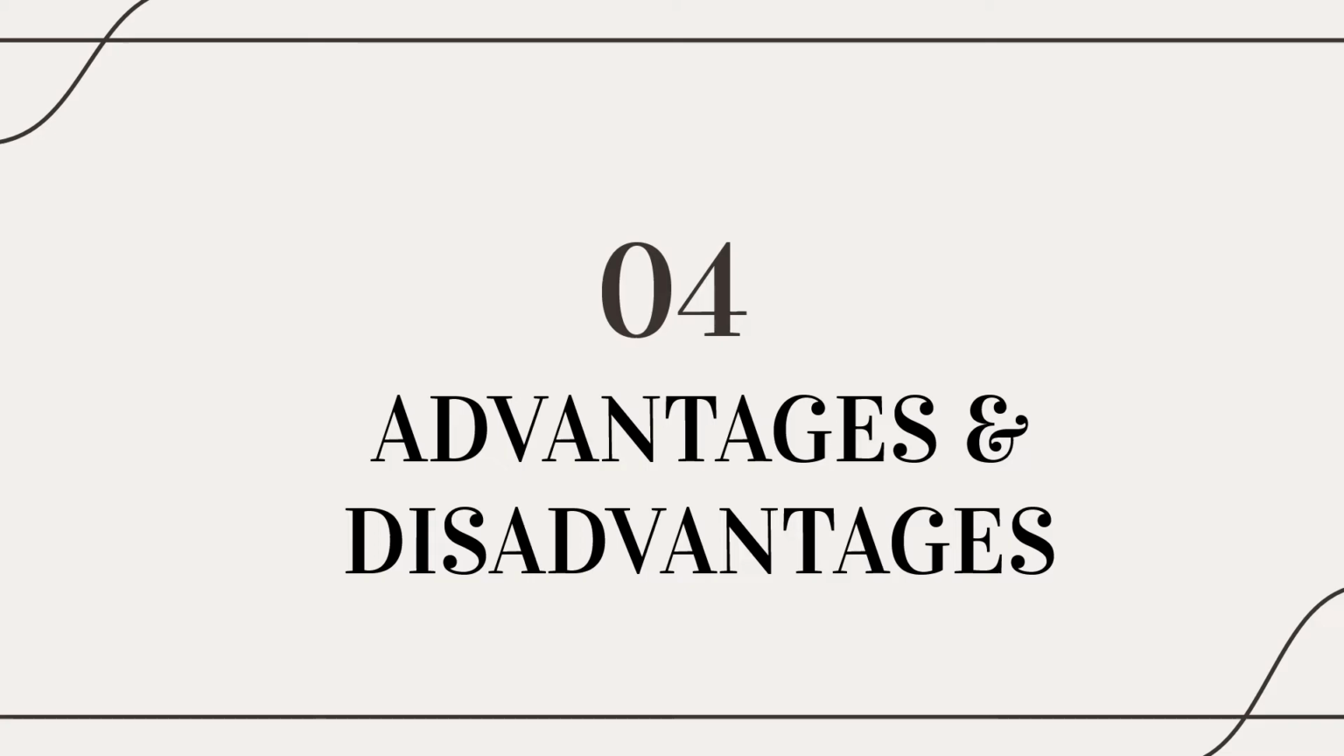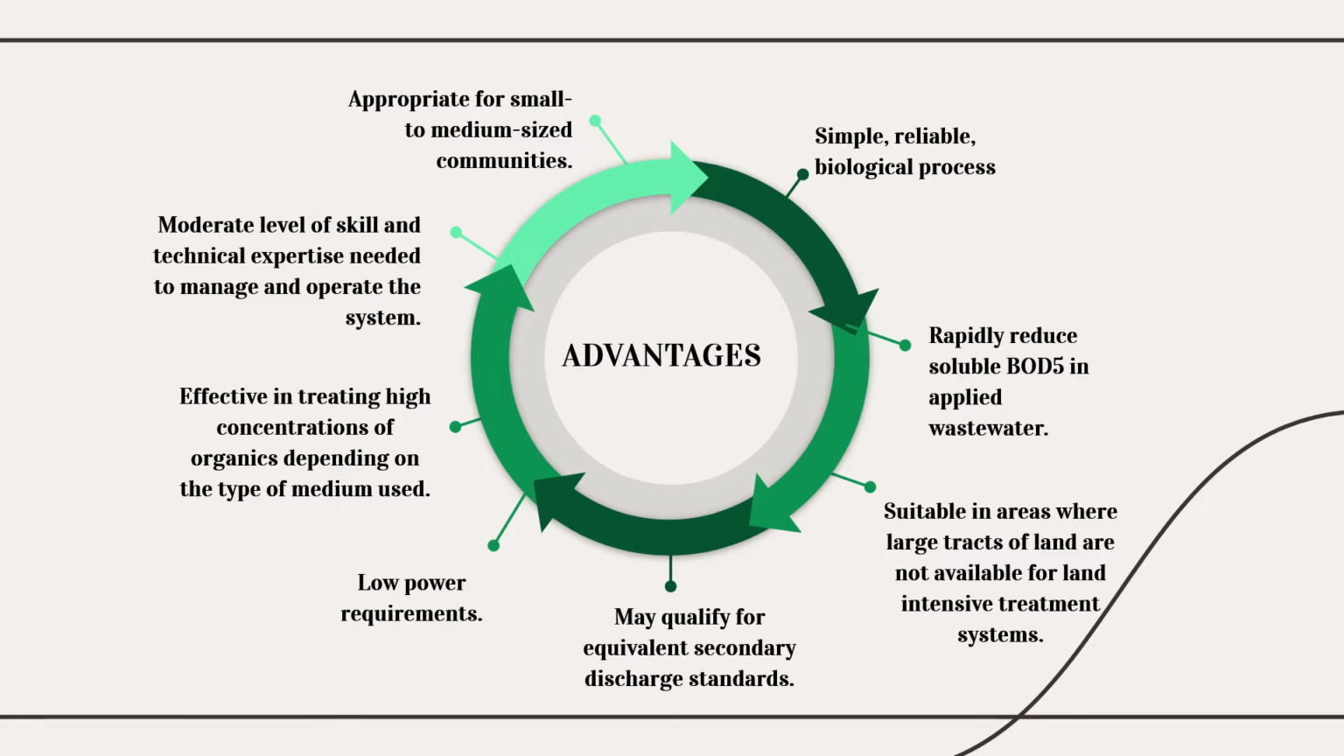So now I'm going to present the advantages and also the disadvantages of trickling filters. First, for the advantages, first is a simple, reliable and biological process. It also rapidly reduces soluble BOD5 in applied wastewater. Next, it is very suitable in areas where large tracts of land are not available for land-intensive treatment systems, which means it's very appropriate for small to medium-sized communities. And it may qualify for equivalent secondary discharge standards.